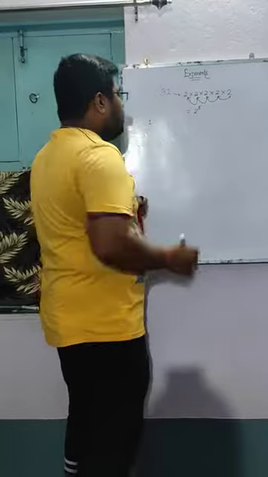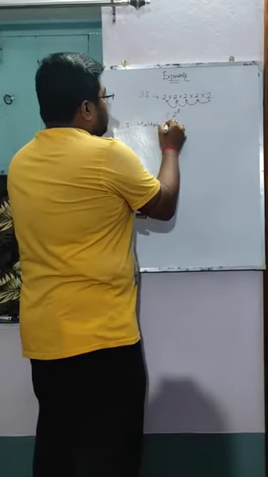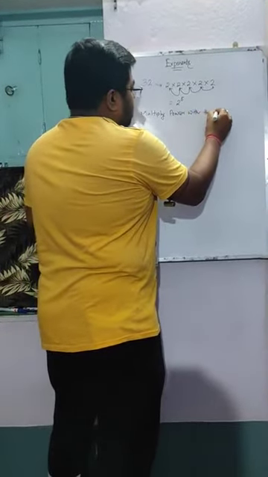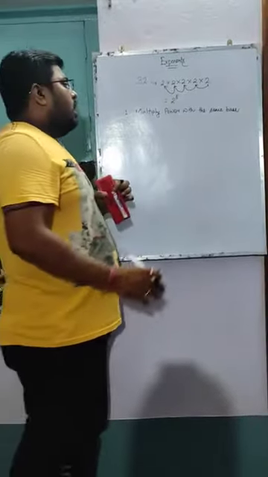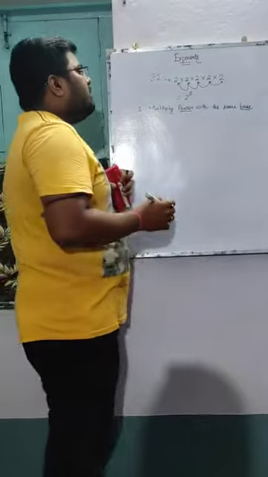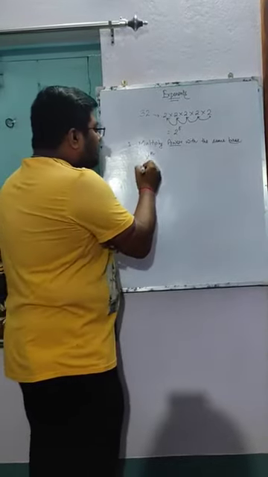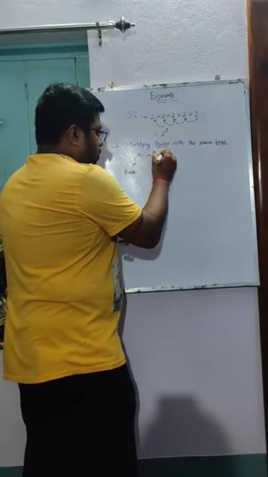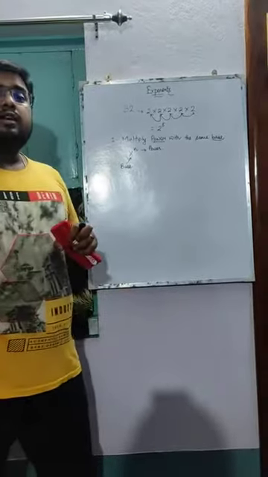First formula is multiplying powers with the same base. So, we have to know what is power and what is base. In exponents, we can write the expression as x raised to n, where x is called the base and n is called the power. So, the first rule says the multiplication of the powers with the same base.